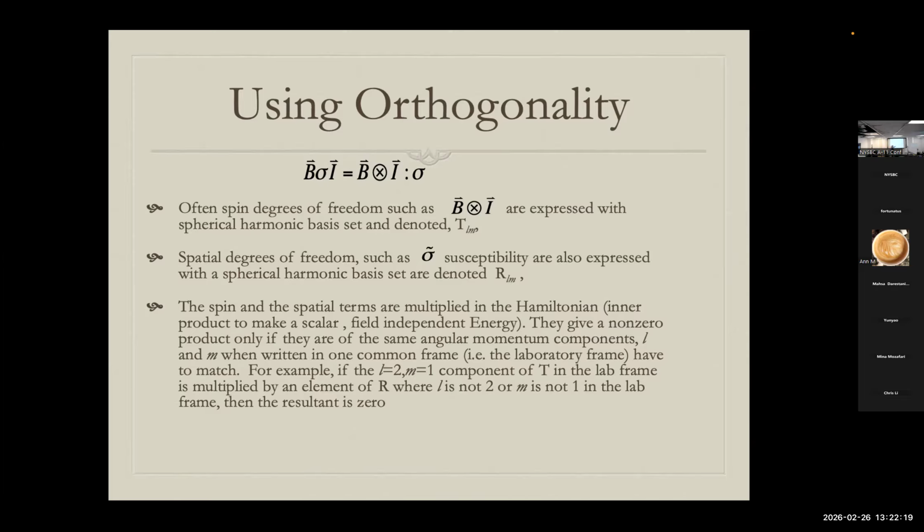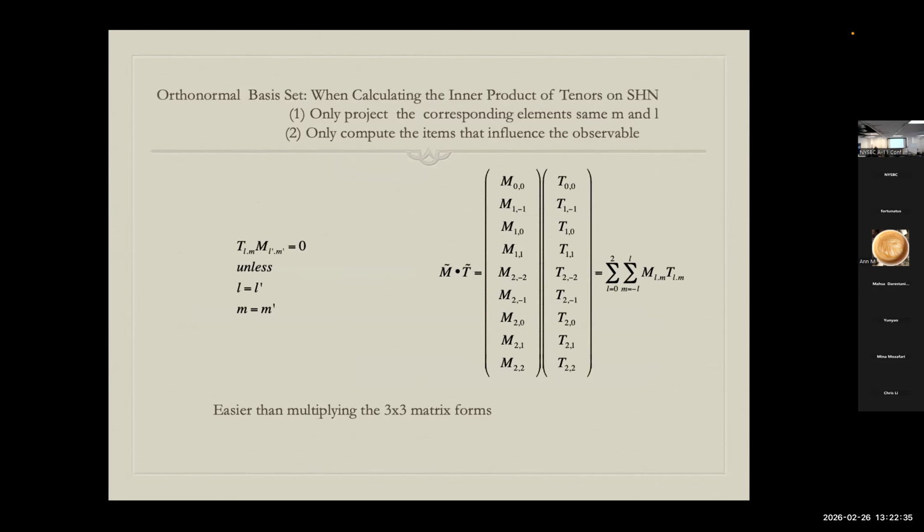In other words, the L equals 2, M equals 1 component of T only gets combined with L equals 2, M equals 1 of R. So I'm using T's and R's to, this is the Spice nomenclature, probably comes up soon. But for spin and spatial, respectively, those are the symbols that Spice started using, so a lot of us use.